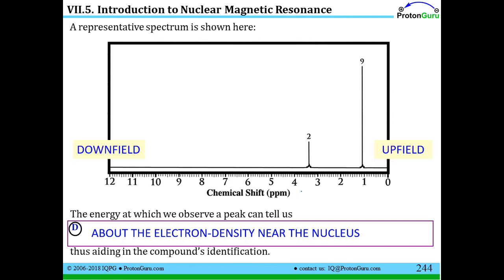A little bit of vocabulary associated with this. People refer to the right-hand side as upfield and the left-hand side as downfield. We're going to be doing this experiment in a pretty strong magnetic field, and the name nuclear magnetic resonance kind of suggests that. So we're talking about the magnetic field, upfield or downfield.